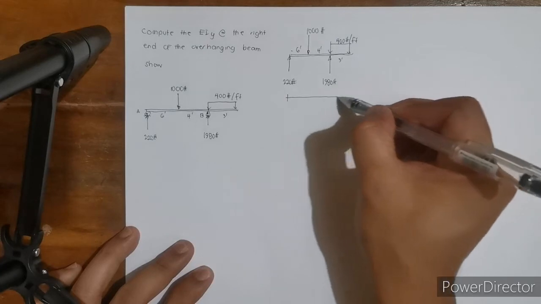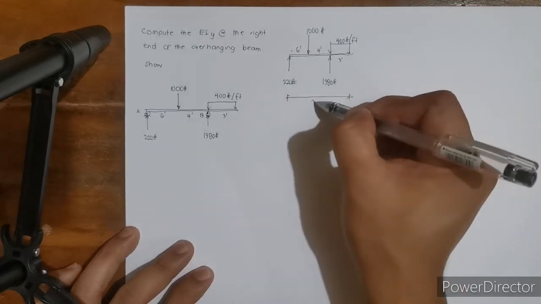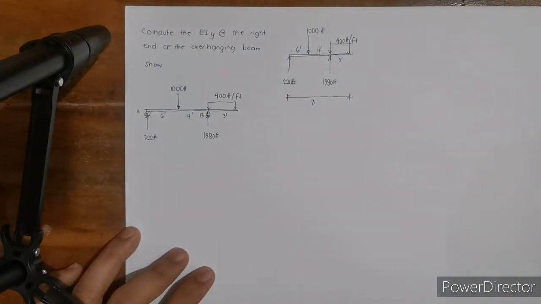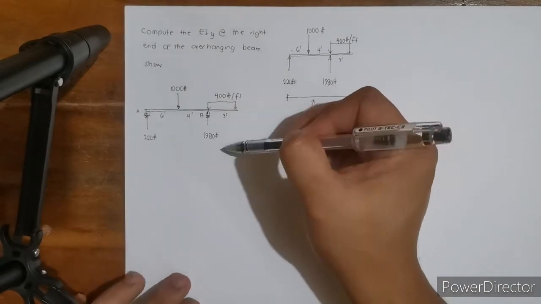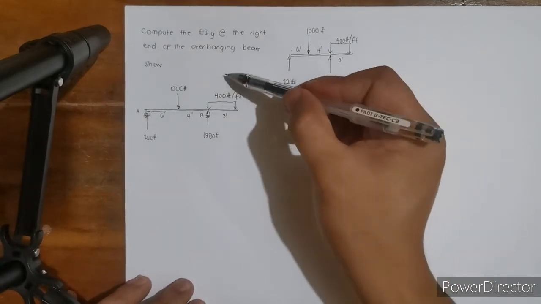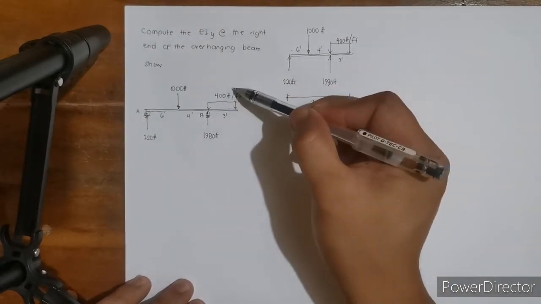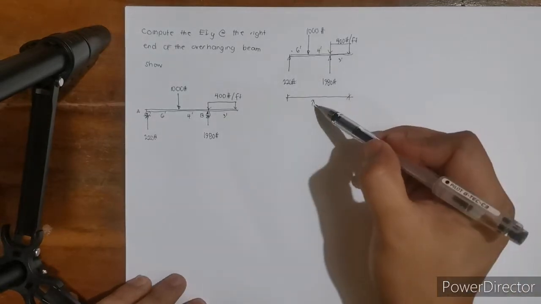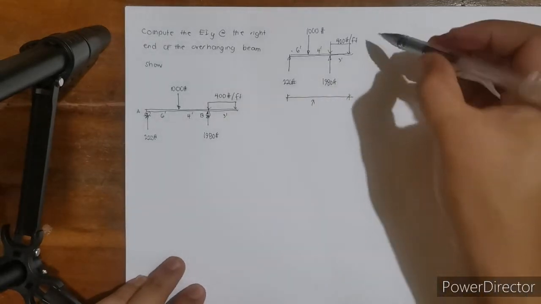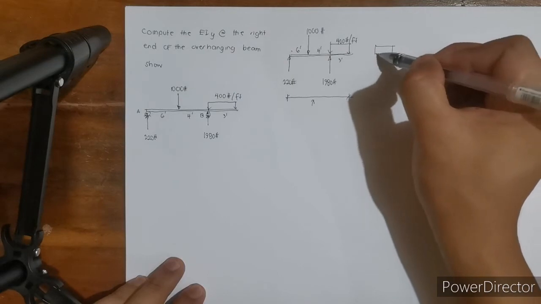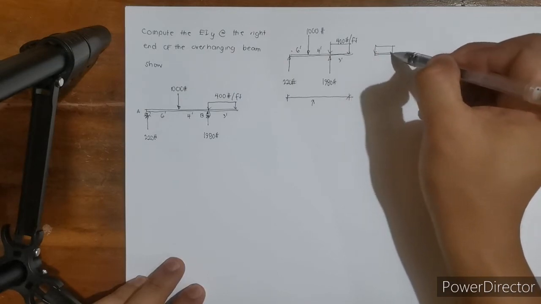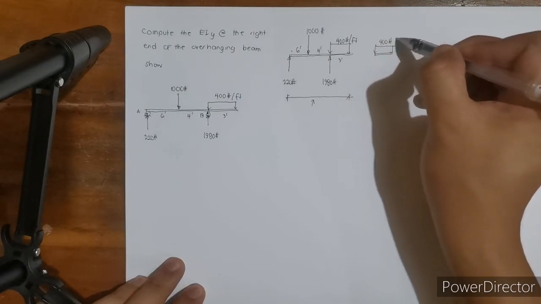At this point, papunta doon is x. Hindi natin alam kung saan natin siya sisection. Hindi natin alam kung malapit kay B, punta doon. So, let's assume that is a distance of x. Ito naman isang section natin, sa right side. 400 pounds per foot.